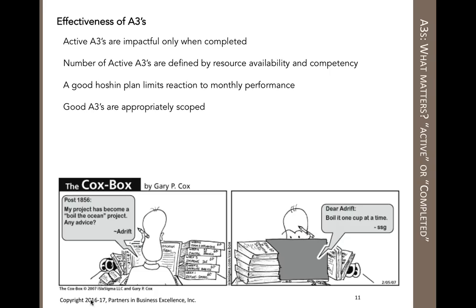And in reality, it's really more important for gaining that change in performance, because only closed and completed A3s matter. There's a box on the bottom that says, how do you boil the ocean? And really you do it one cup at a time, right? So that is the whole idea: you have multiple small A3s implemented in 6 weeks that are actually more impactful than one large A3 spread out over many months.